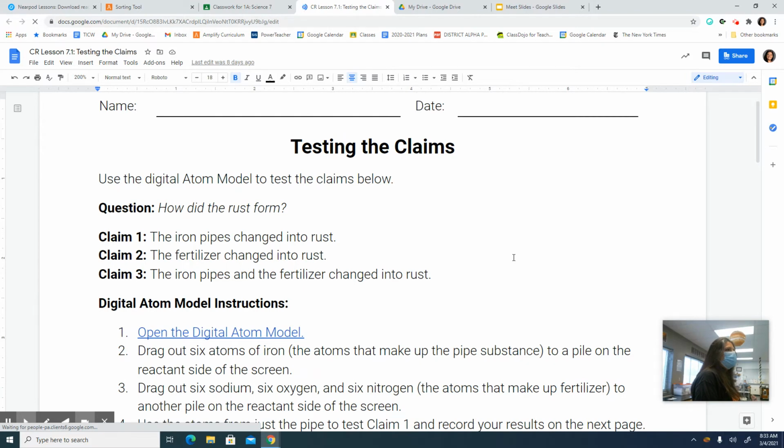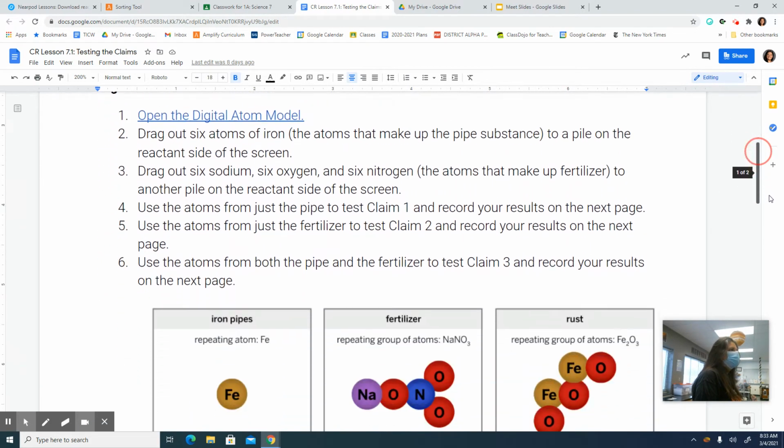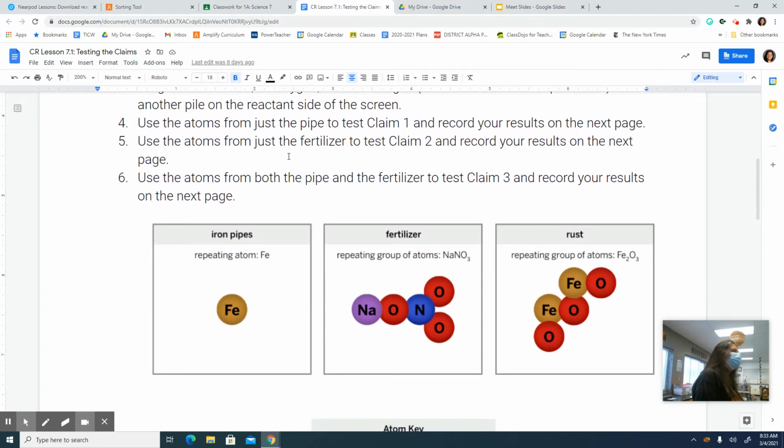And it looks like we are actually on step 4. Okay, because we did 1, 2, and 3 already. So use the atoms from just the pipe, so the iron, to test claim 1 and record your results on the next page. So to have iron, I need just an iron atom. What do I need to make rust? Nathan? Iron and hydrogen and stuff. Not hydrogen, it's oxygen, right?